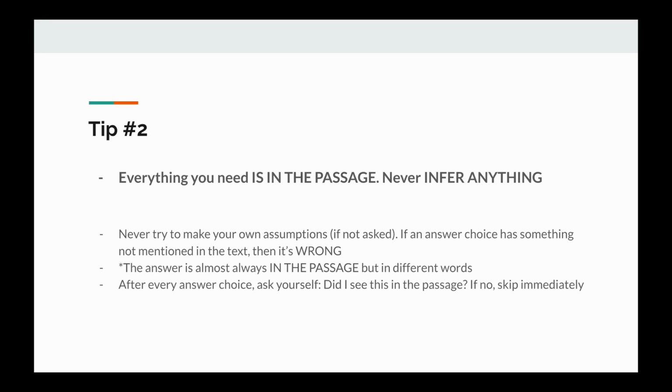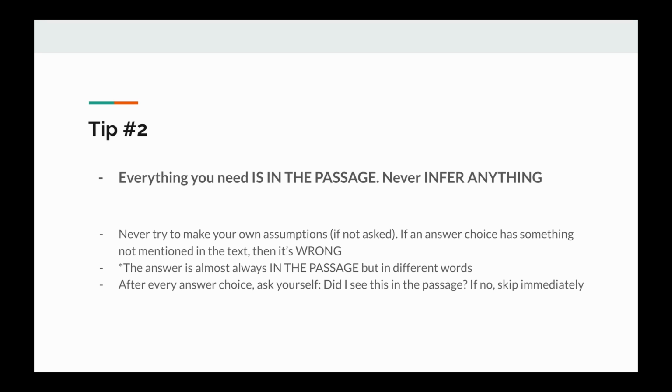If an answer choice has something not mentioned in the text, then it's already wrong, because you should never make assumptions in these kinds of texts. The answer is almost always in the passage, but in different words. Basically, you need to find an answer choice which just paraphrases a specific portion of the passage. And you need to be able to do that quickly.